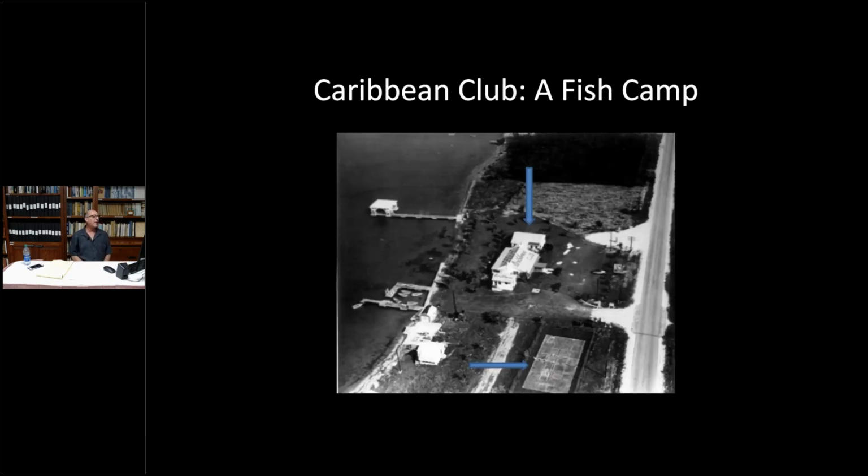And here's a picture of the Caribbean Club. It looks a little different than it does today. That top arrow shows the hotel annex that was included in the club, and it was a fishing club, a fishing camp in those days. You'll see the skiffs out in the water, and also the lower arrow pointing to what looks to me like a shuffleboard playground area.